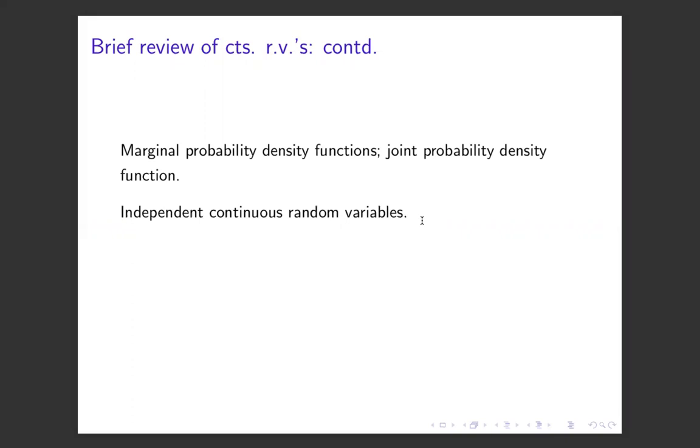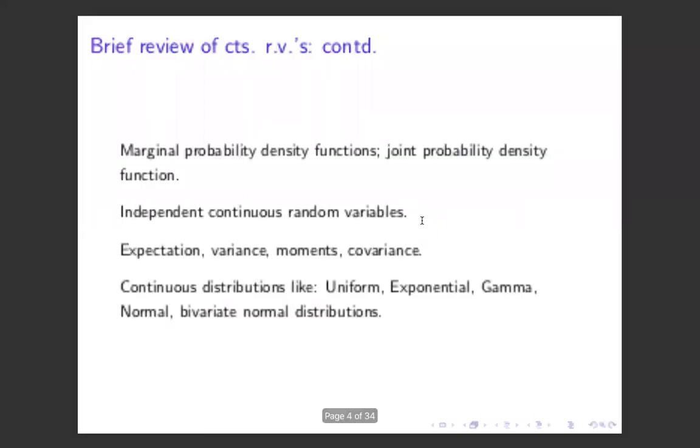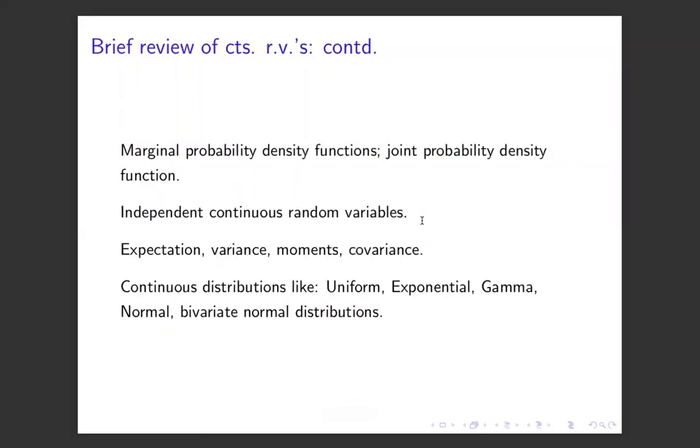And then what is meant by independence among these random variables? So independent continuous random variables. Then expectation, variance, moments, covariance, and so on and so forth. And the standard continuous distributions, their properties and things like that.